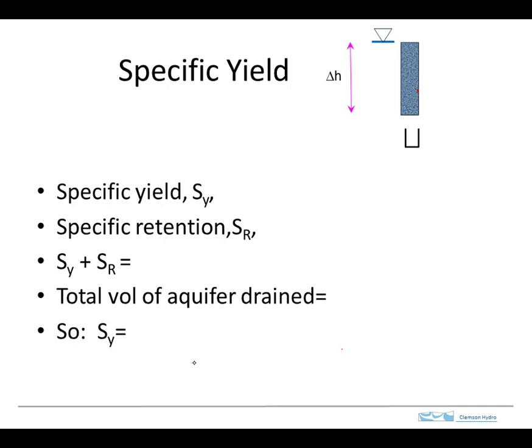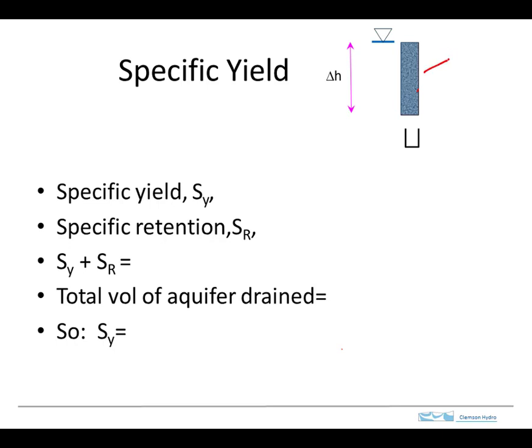The specific yield will be an important property affecting the amount of water that can be stored in a porous material, and perhaps more importantly, the amount of water that can be released from storage from a porous material. And so to understand the meaning of specific yield, let's take a look at this experiment.